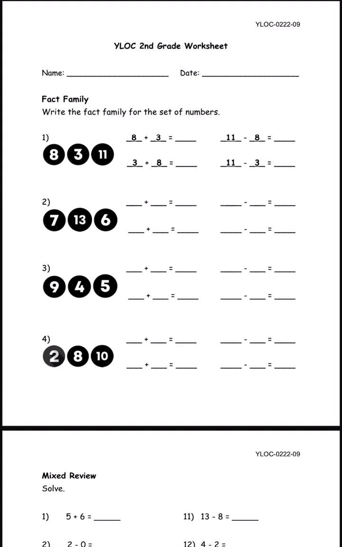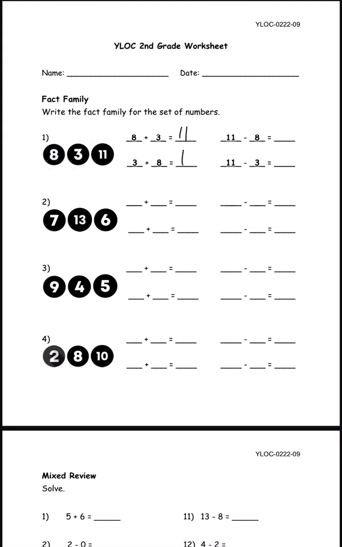So number 1, we have 8, 3, and 11, right? And we first used the addends, so we're doing addition. 8 plus 3 equals, we used 8, we used 3. What do we have left? We have 11 left, right? So we're going to put 11. And now they switched the order of the addends, but it's still the same because we used 3, we used 8, so that's going to be 11.